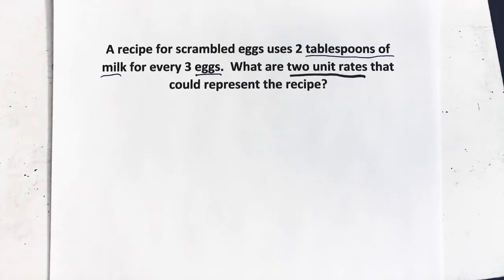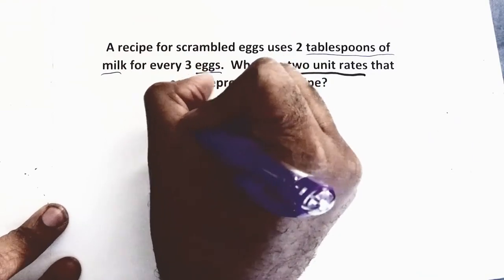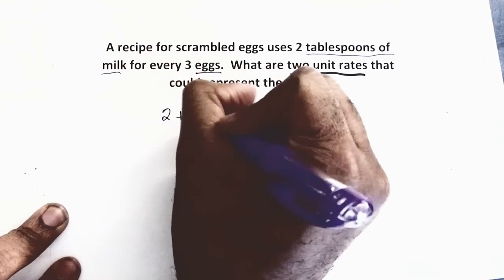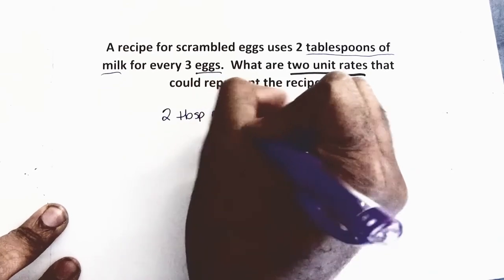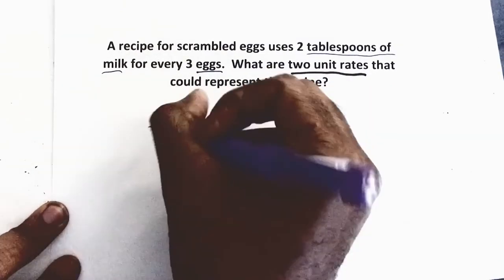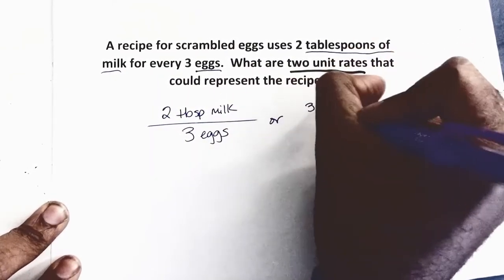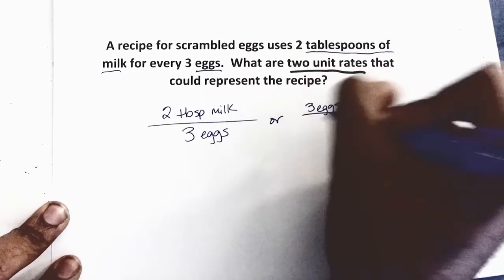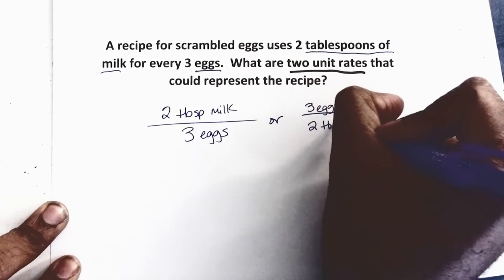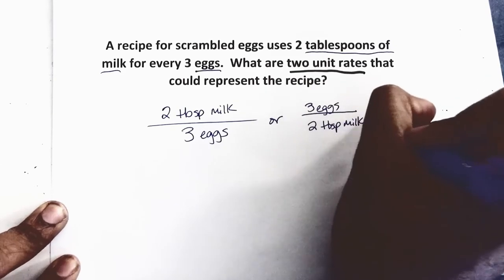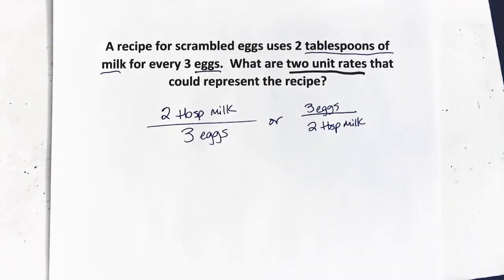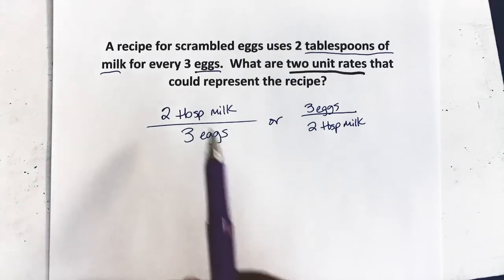So what are 2 ways to use a rate to represent the relationship between tablespoons of milk and number of eggs in a recipe? We can do 2 tablespoons of milk, and I'm using this as my tablespoon abbreviation, to 3 eggs. Or we can do 3 eggs to 2 tablespoons of milk. Let's start with finding the unit rate of tablespoons of milk per 1 egg. So we're going to start with our first one.